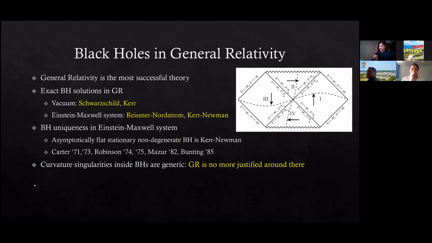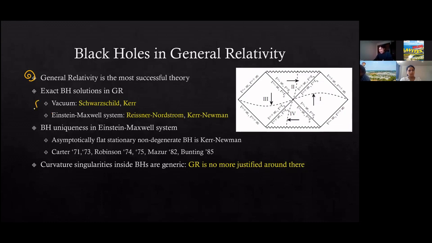Okay, let us start. So we know that general relativity is the most successful theory, and there are many exact black hole solutions in general relativity. In vacuum, there are the Schwarzschild and Kerr black holes, and in the Einstein-Maxwell system, there are Reissner-Nordström black holes and Kerr-Newman stationary black hole solutions. And even more, there is a black hole uniqueness theorem claiming that in the Einstein-Maxwell system, an asymptotically flat stationary non-degenerate black hole is a Kerr-Newman black hole.